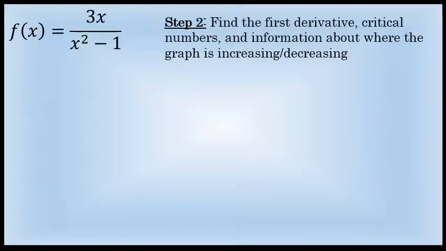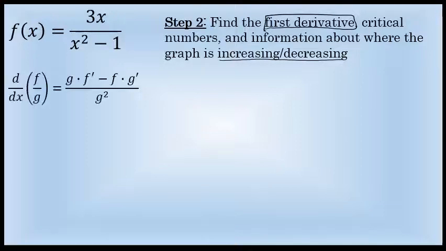Step 2 requires calculus. We're going to find the first derivative of this function, and the first derivative will give a lot of information about where the graph is increasing and decreasing. Rational functions are fractions, they're ratios of polynomials, so to find the derivative we're going to have to use the quotient rule. A review of the quotient rule is on the screen now.